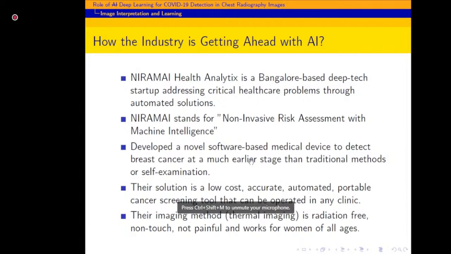And what they are claiming is that their solution is low cost, accurate, and automated, right? That's what they are claiming. And their imaging method, the thermal imaging, is radiation free. But a mammogram is a kind of X-ray image. We all know how harmful it is, right? So you will find a lot of startups and industries also. You will get a lot of opportunities in industry if you are working in this field, right?